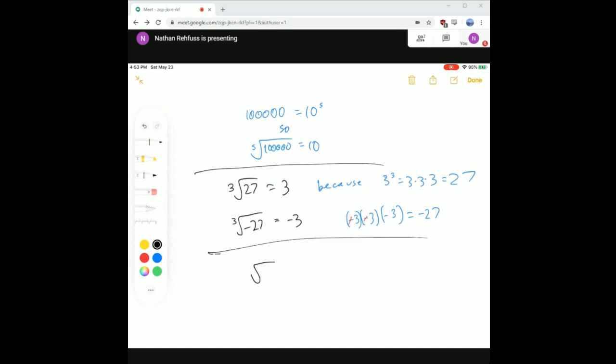If I ask what's the square root of negative 100, I can't really think of an answer for you. 10 times 10 is 100. Negative 10 times negative 10 is 100. To get a negative 100, we have to come up with a new kind of number. The answer will be an imaginary number. So we'll learn those next unit. We won't worry about those for right now.